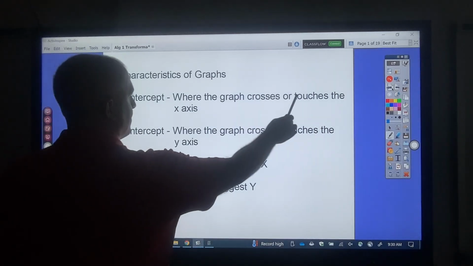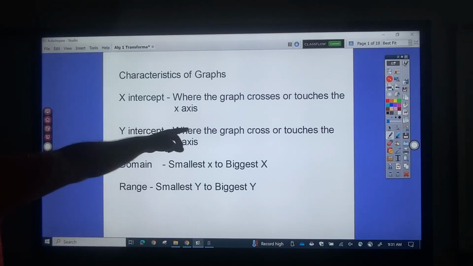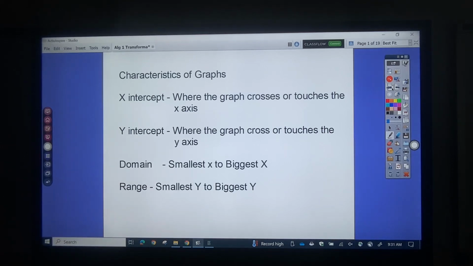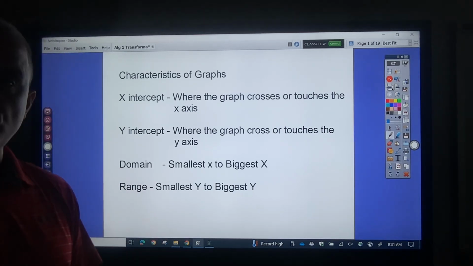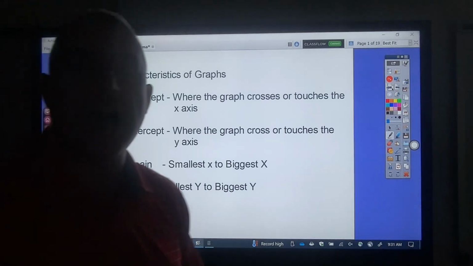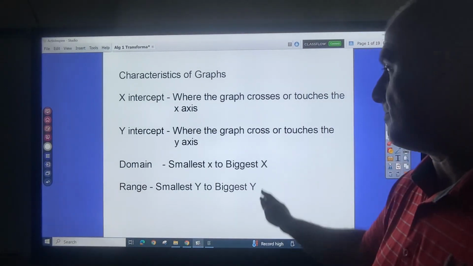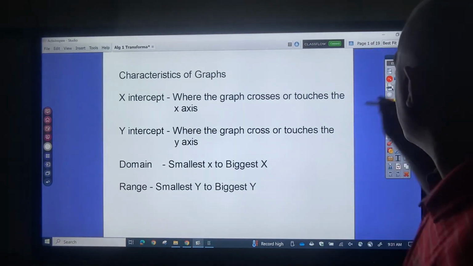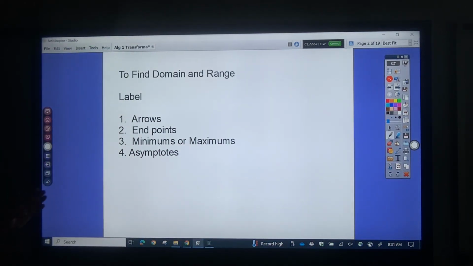Okay, x-intercept is where the graph crosses or touches the x-axis. The y-intercept is where the graph crosses or touches the y-axis. Now, earlier this year we talked about domain and range. The domain was the x values and the range was the y values. Now, with a graph, unlike points, we're going to do domain is smallest x to biggest x, range is smallest y to biggest y.